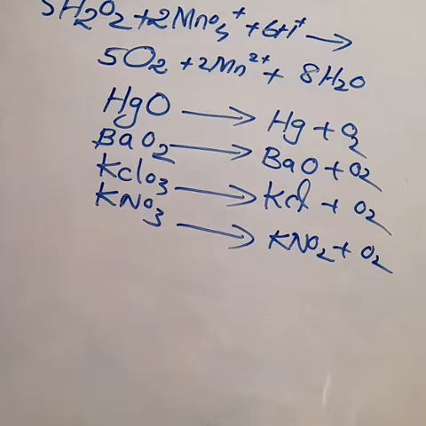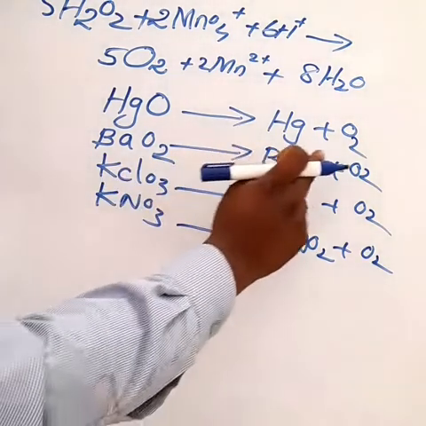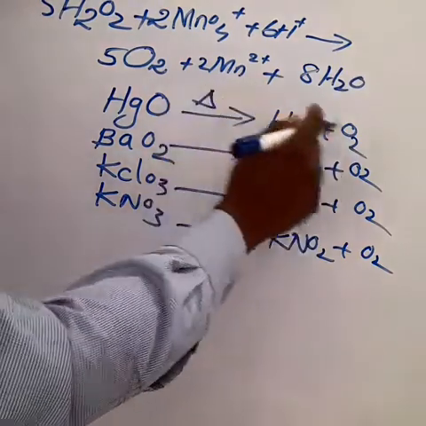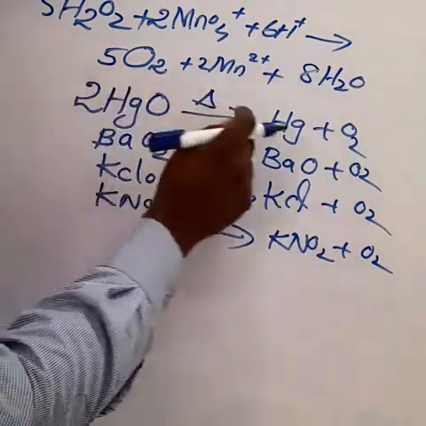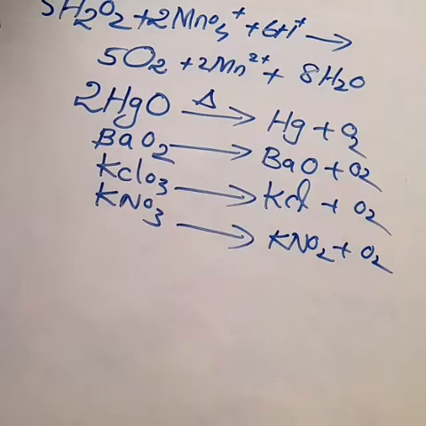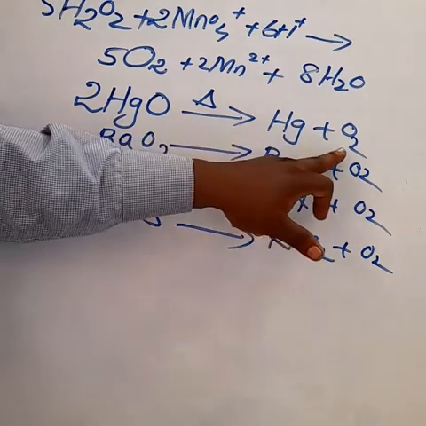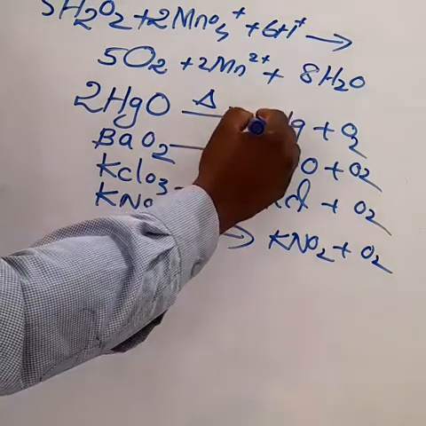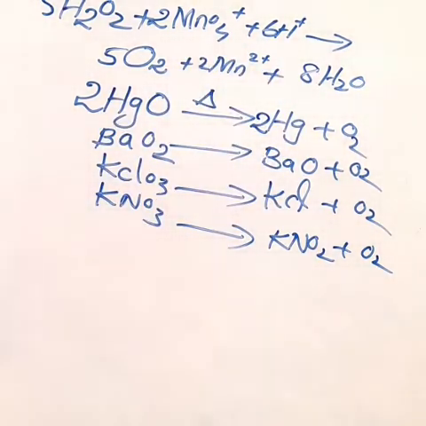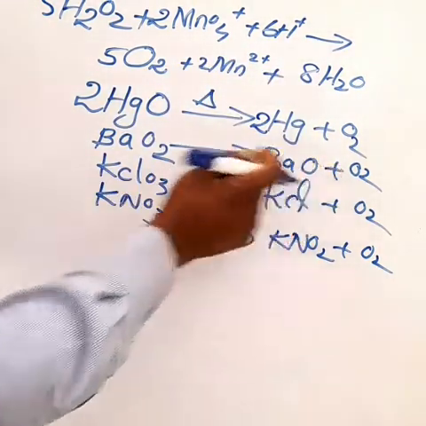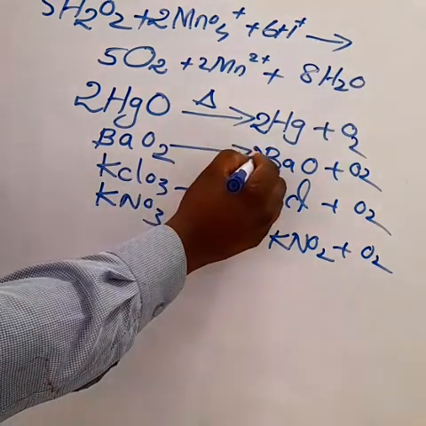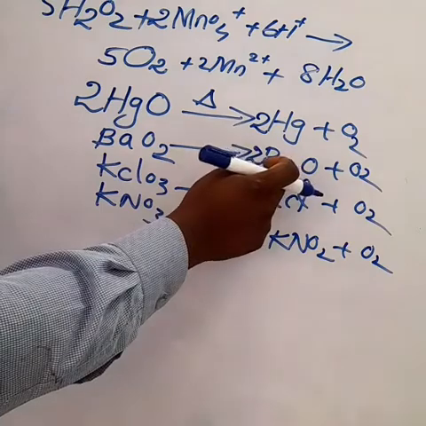First you have to balance the equation. Mercury oxide, on heating, we get mercury plus oxygen. So O2, here 2 oxygen, so make it 2 there, 2 mercury. Now the equation is balanced. What about the barium peroxide? BaO2 undergoes decomposition to form barium oxide, BaO, plus oxygen.